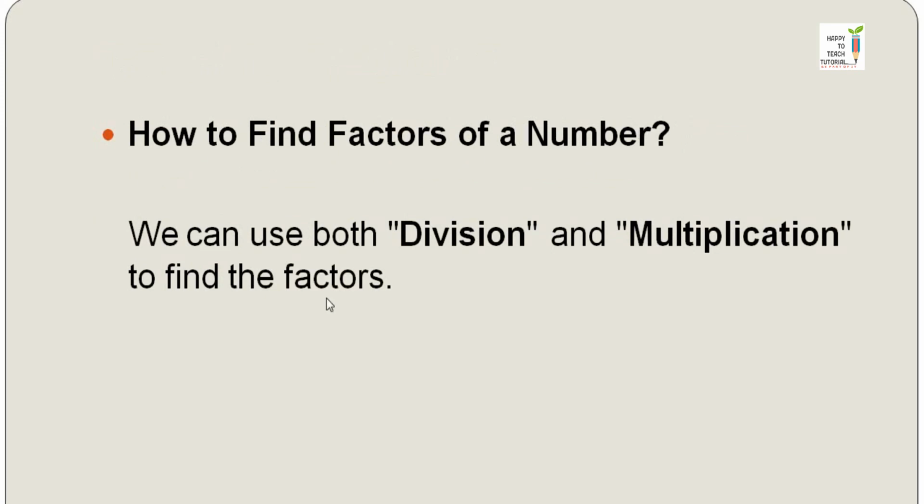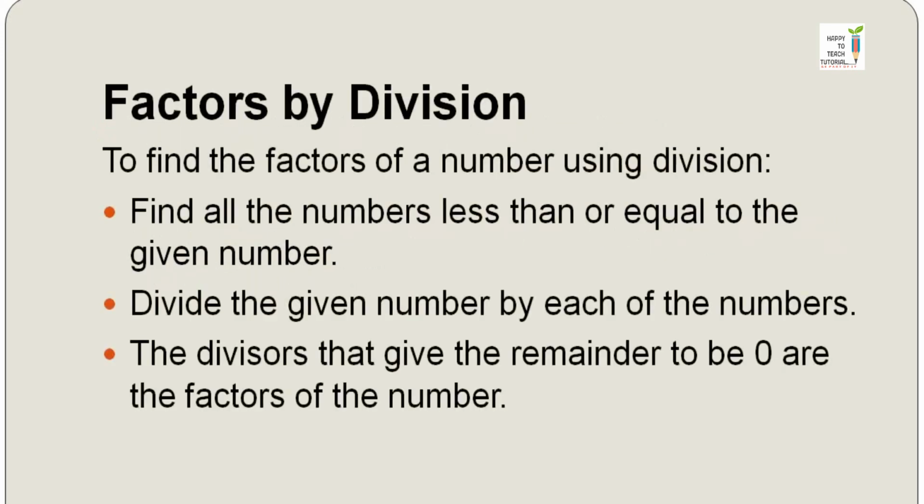We can use both the division and multiplication methods to find the factors. Start with finding factors by the division method. To find the factors of a number using the division method, we have to follow these steps. First, find all the numbers less than or equal to the given number. The second step is to divide the given number by each of those numbers. The third is, the divisors that give the remainder 0 are the factors of the number.